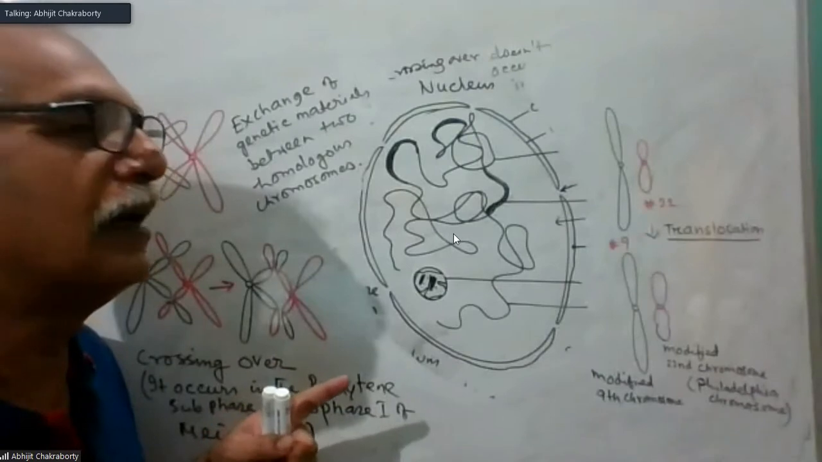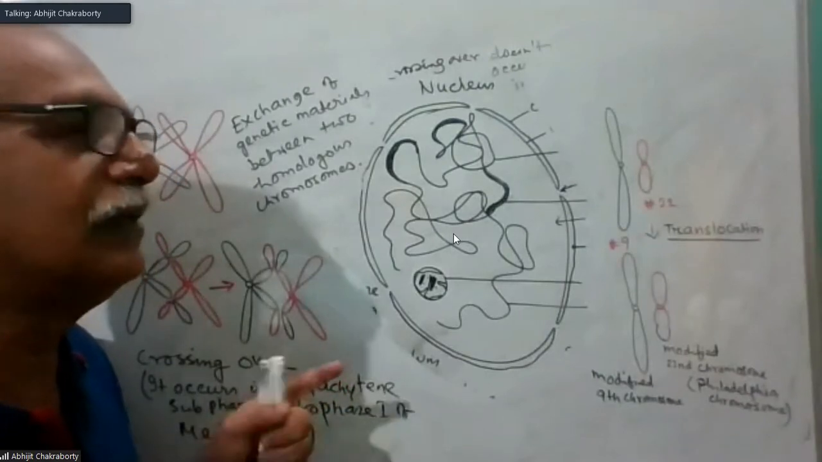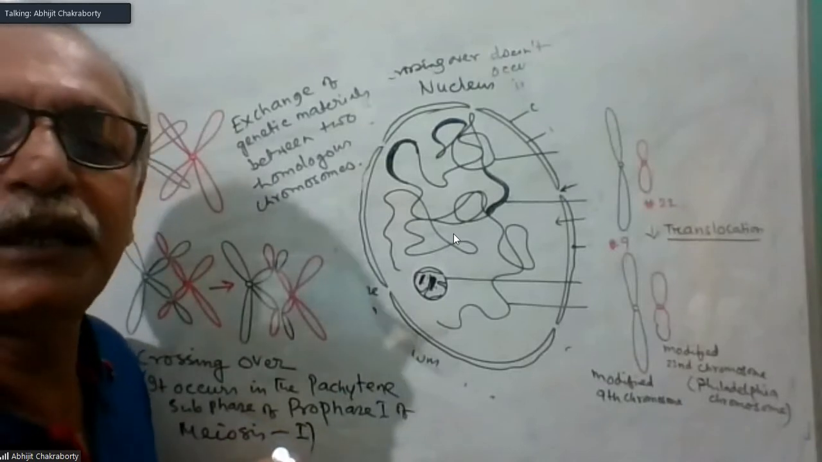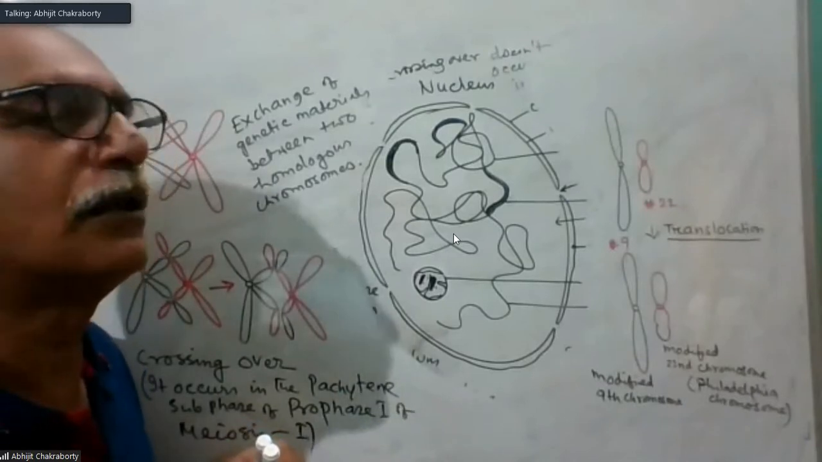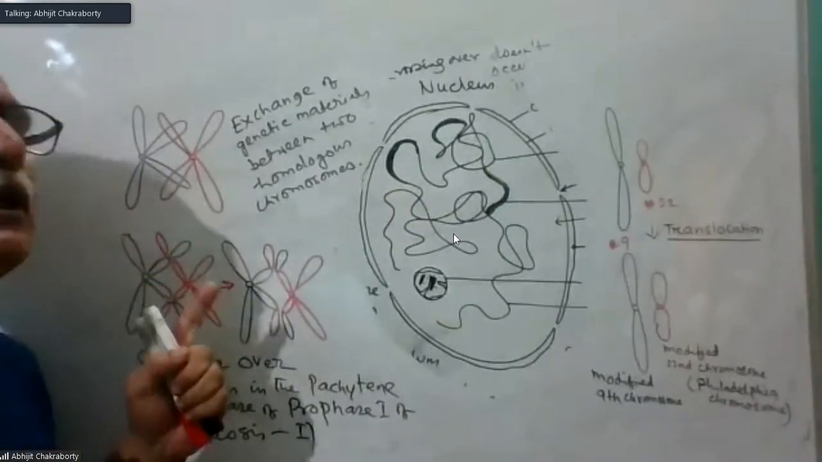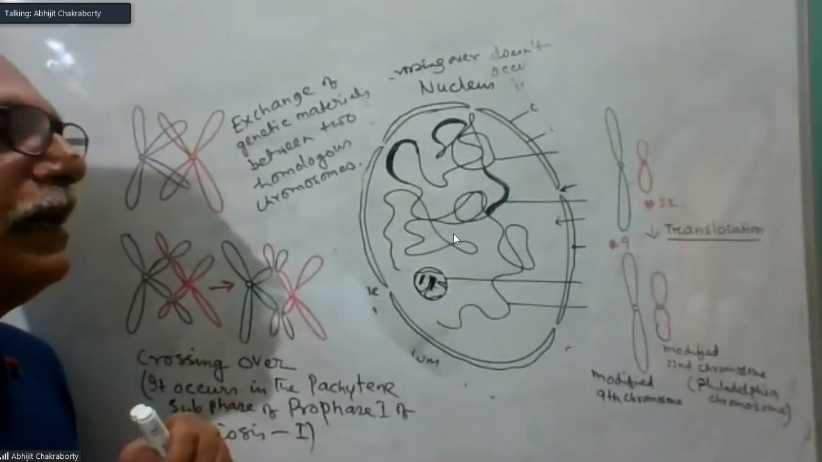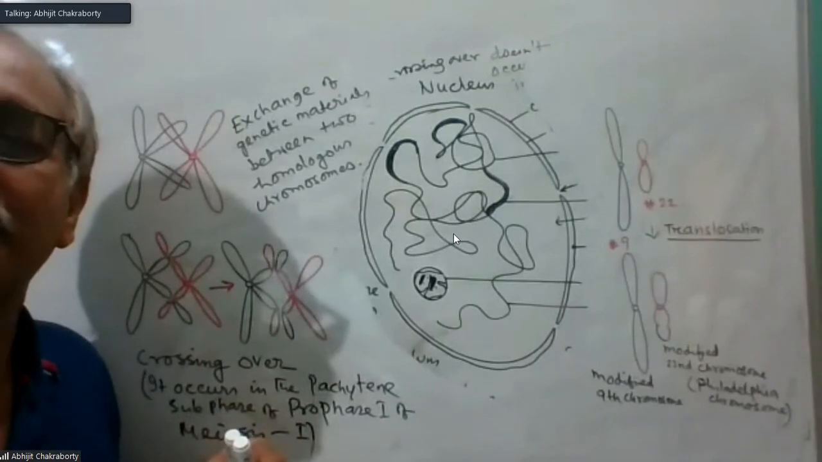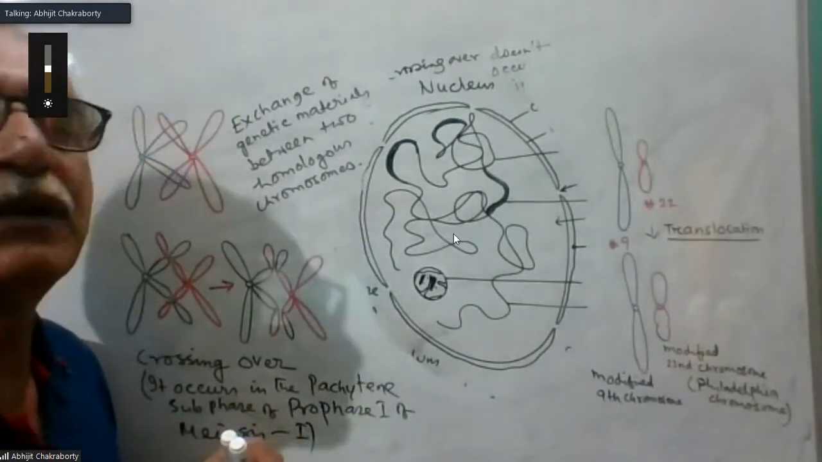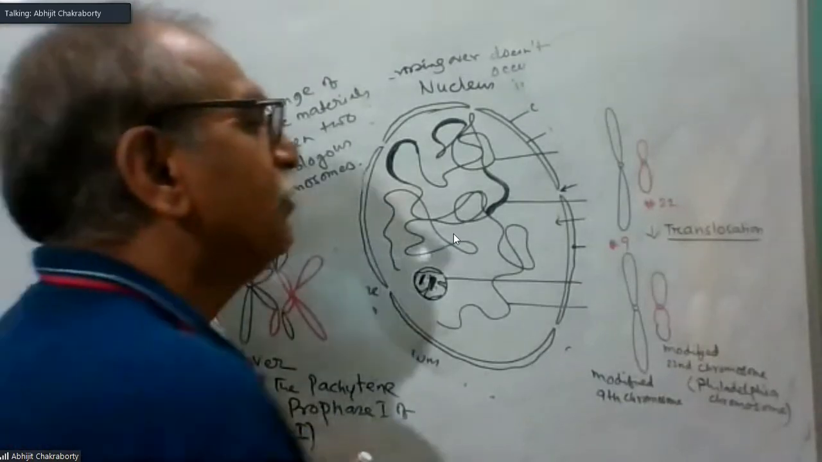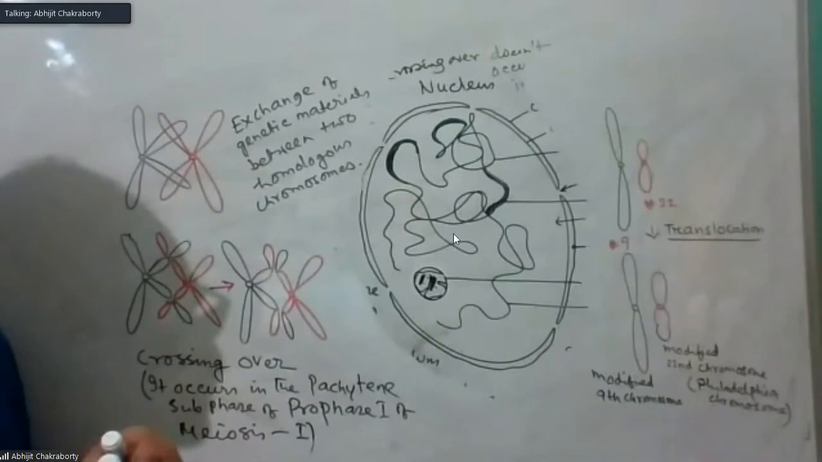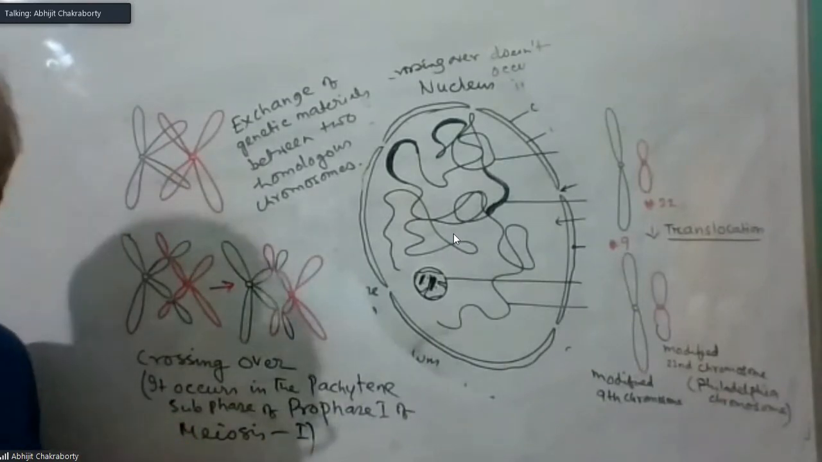And this is actually what I am going to say to you: the exchange of genetic material may occur between homologous chromosomes and may occur between non-homologous chromosomes. When exchange of genetic material takes place between homologous chromosomes, it is called crossing over, and whenever it takes place between non-homologous chromosomes, it is called what? Translocation. So here translocation is shown, and here crossing over is shown. Is it clear to you now?